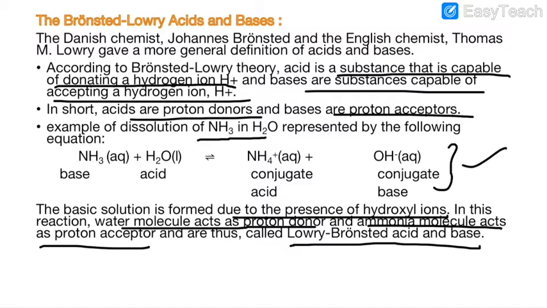So, with the help of Bronsted-Lowry theory of acids and bases, we can explain the basic nature of ammonia, that is NH3. NH3 will act as a base, water will act as an acid, water will give one proton to NH3 and it will convert into NH4 plus ion and OH minus ion will form, and due to the formation of OH minus ion or hydroxyl ion, the solution becomes basic in nature.